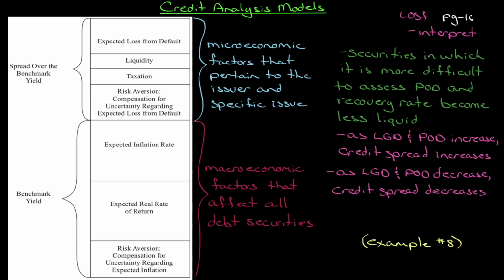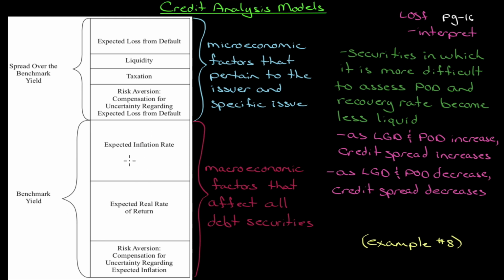Our next LOS keyword here is interpret. Interpret changes in a credit spread. And I think the book does it very, very well in a particular diagram, which I've replicated on the screen for you. So we have the benchmark yield down here, and we have the spread over the benchmark yield at the top. And it just gives you the components of each.